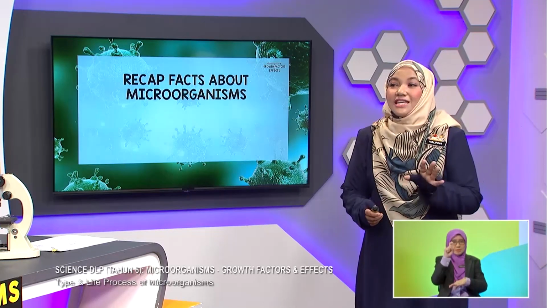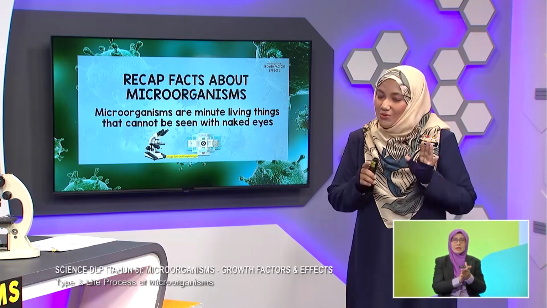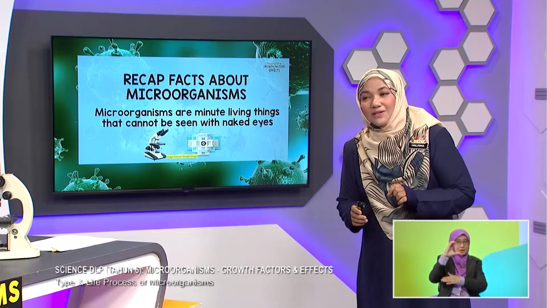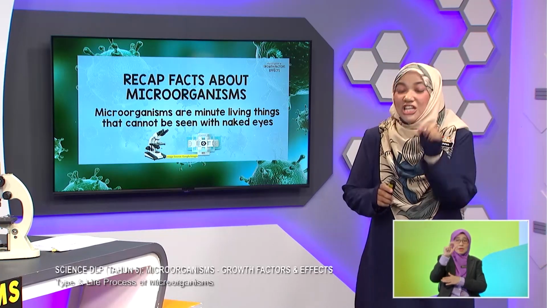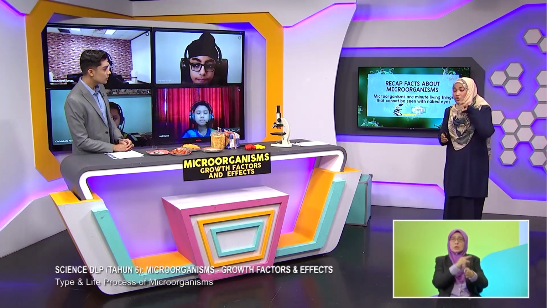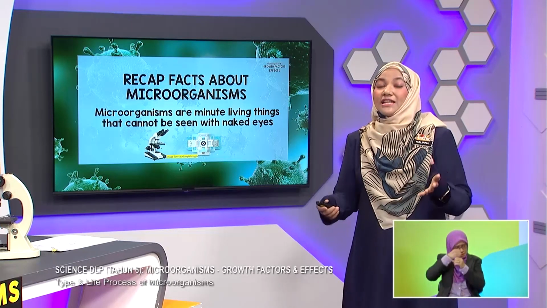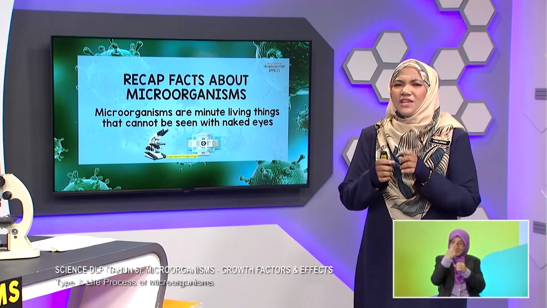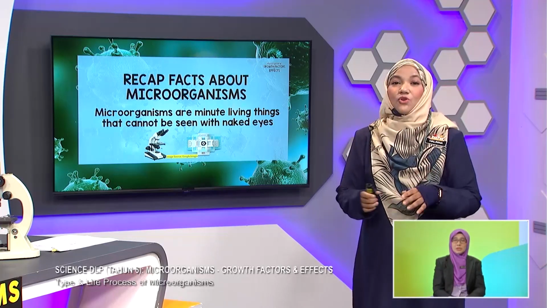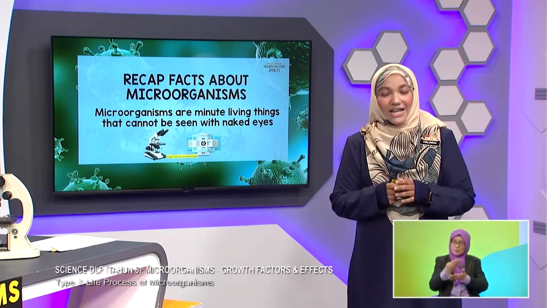Firstly, what is a microorganism? I think everyone at this moment has known already that a microorganism is a minute living thing that cannot be seen with our naked eyes. So what do we use to see? Their sizes are microscopic, so we need to use a microscope. Or nowadays, with modern technology, there is something a little bit cheaper than a microscope, which we call a foldscope. We can use that to see microorganisms.